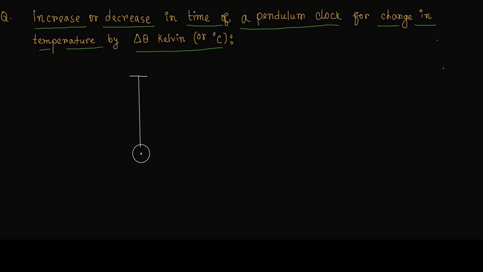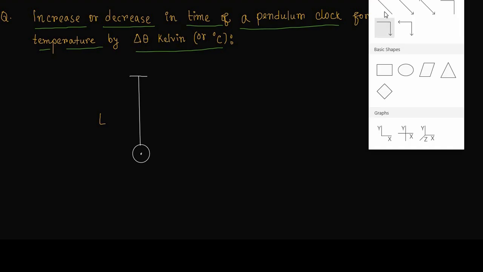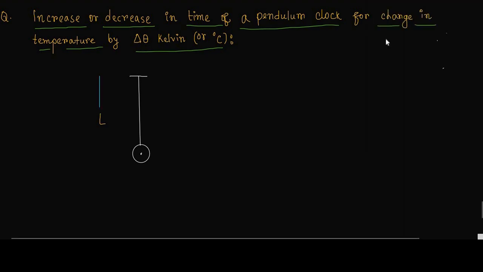In the diagram, a pendulum clock is shown. Here, L is the effective length of the pendulum clock.